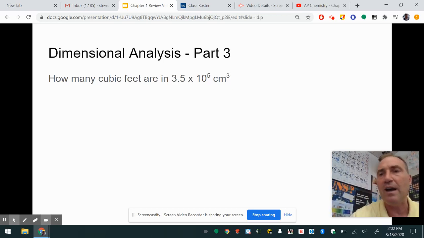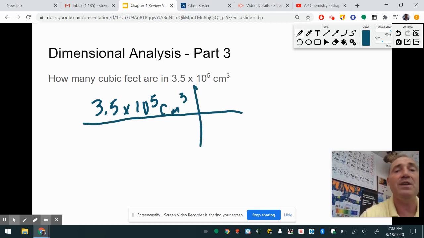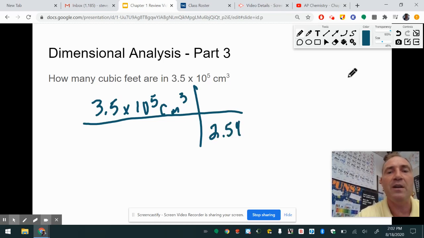Let me show you how to do this type of problem. So you're going to write 3.5 times 10 to the fifth centimeters cubed, and I'm going to get it into feet cubed. And here's the thing. I know that there's 2.54 centimeters in 1 inch. Okay, but how many cubic centimeters are there?